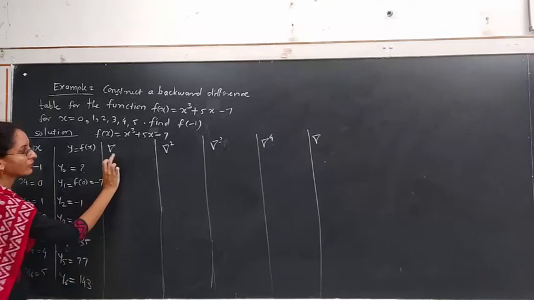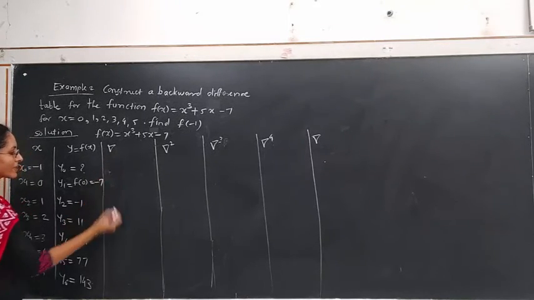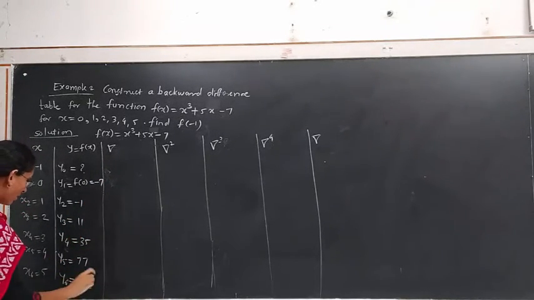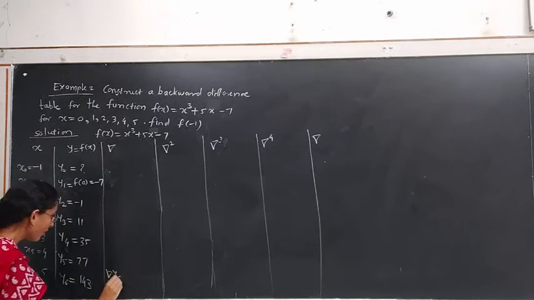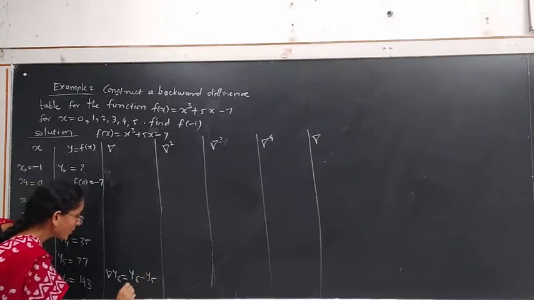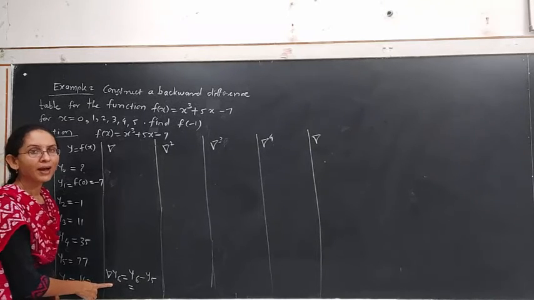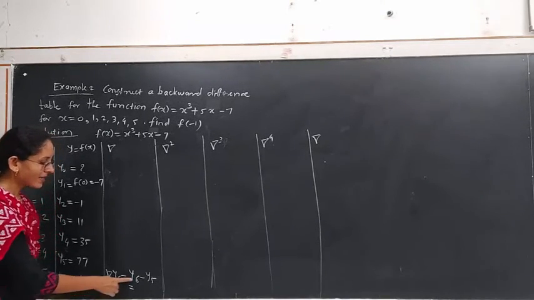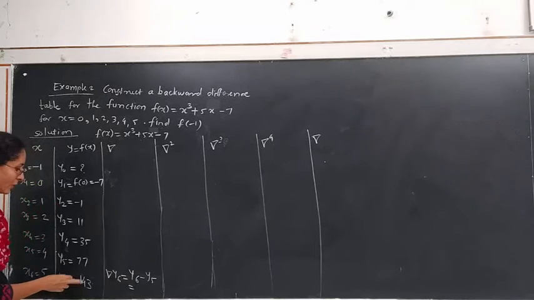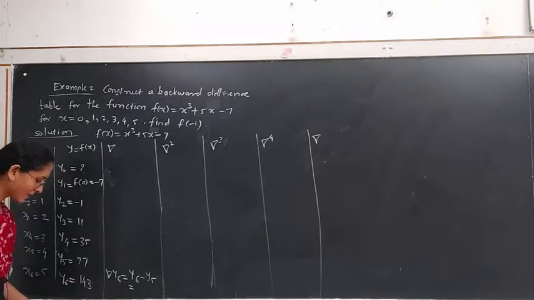In this column, we get first order backward differences. We will start from the bottom of the table. The formula for del yn is yn minus y(n minus 1). Del y6 is equal to y6 minus y5. We know both the values: y6 is 143 and y5 is 77. Hence, del y6 is 143 minus 77. That value is 66.